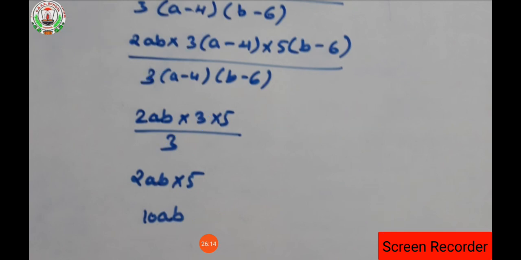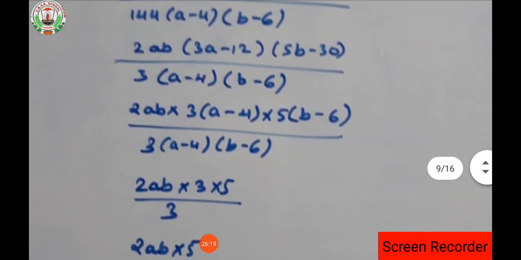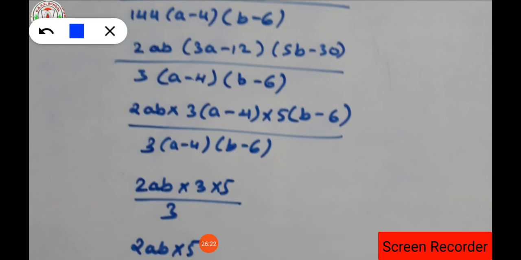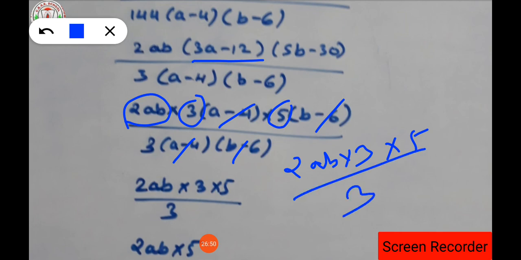Once more, let's check whether 3 is coming in the denominator or not. Let's see once again the cancellations from the numerator and denominator. If we take 3 common here, what is left out? That is 2ab into 3 into 5. Then a minus 4 will get cancelled from the numerator and denominator. B minus 6 will also get cancelled. What is left out? That is 2ab into 3 into 5 is left out, isn't it? From the denominator, 3 is left out.